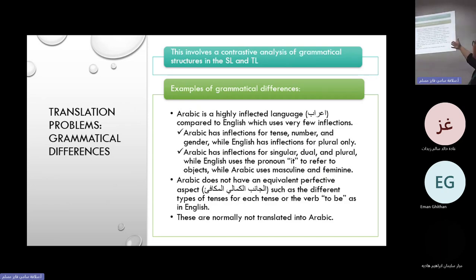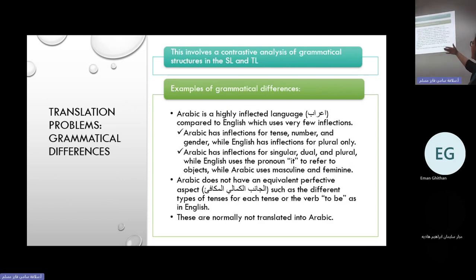Examples of grammatical differences. Arabic is a highly inflected language. فيها إعرابات كثيرة, okay? Compared to English, which uses very few inflections. Arabic has inflections for tense, number, and gender, while English has inflections for plural only. Yani, we have singular, plural, and dual in Arabic, okay?